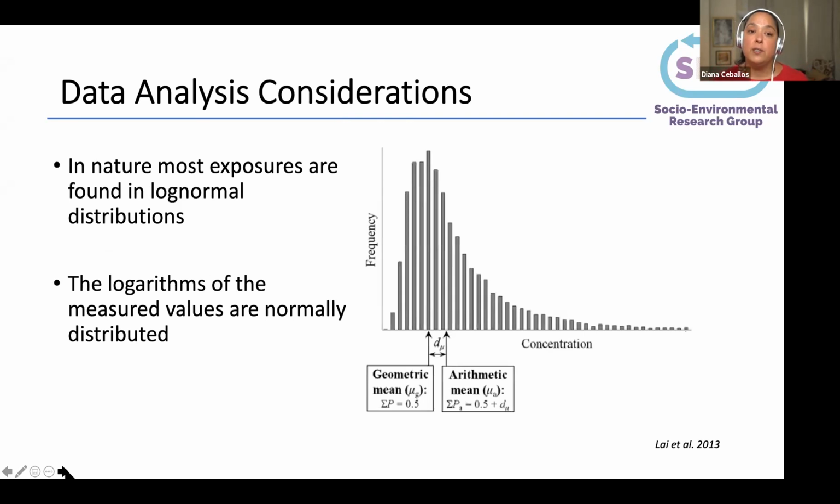And so the reason is because in nature, most exposures are found in log normal distributions. And so they're not going to behave in a normal curve. It's going to likely have a tail, like the figure to the right. And this means that the logarithms of the measured values are the ones that are going to be normally distributed.